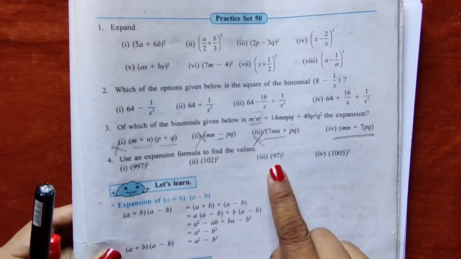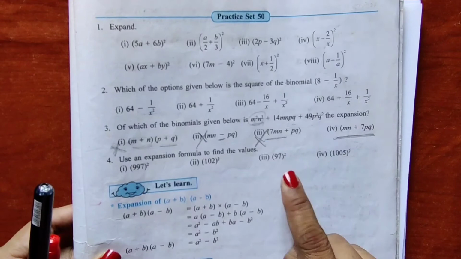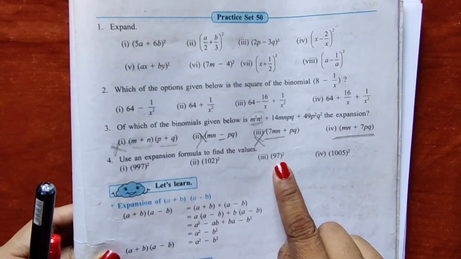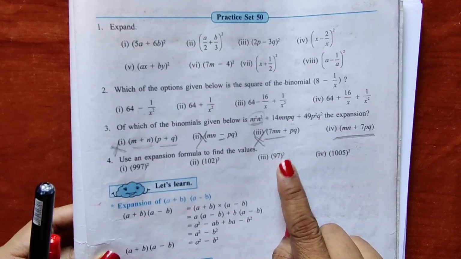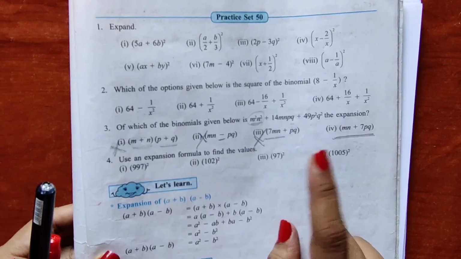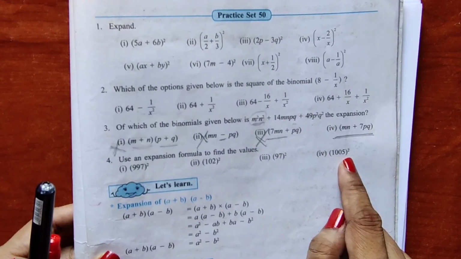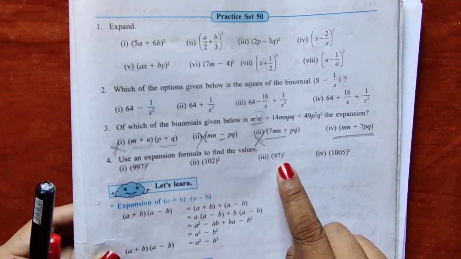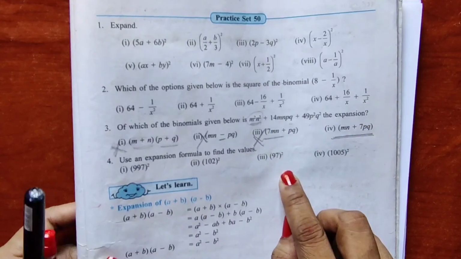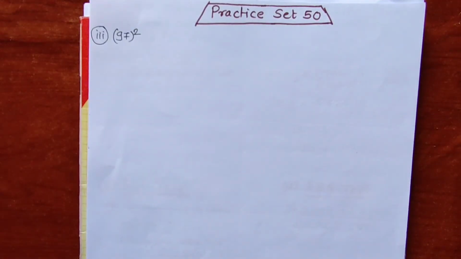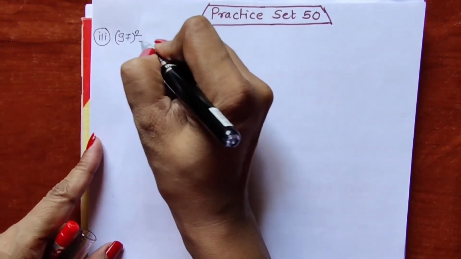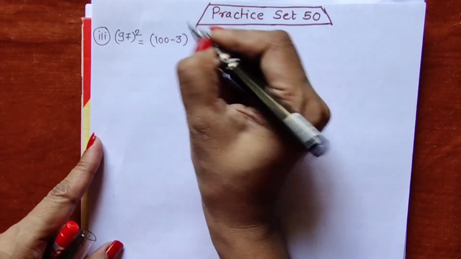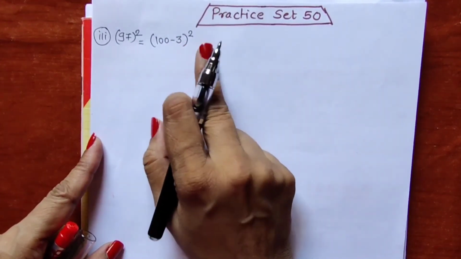So now let us see these two sums, 97 square and 1005 square. 97, 7 is the unit place digit. Now see children, this digit is bigger than 5. So when the unit place digit is bigger than 5, we will convert this number in the form of subtraction. And when the digit is 5 or less than 5, we will convert it into the form of addition. So 97 can be split into two numbers in the form of subtraction. How we can split it? Let us see. Here 97 means 100 minus 3. And 97 square is there, so we have to write 100 minus 3 whole square.